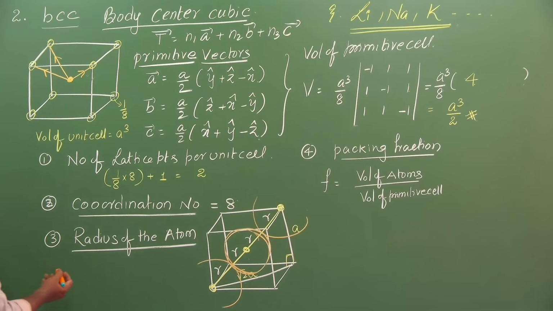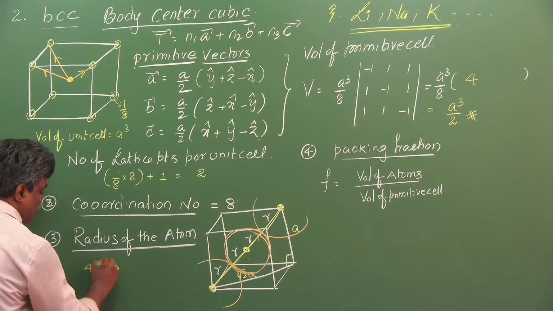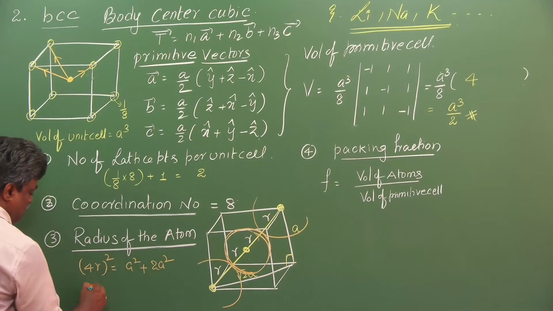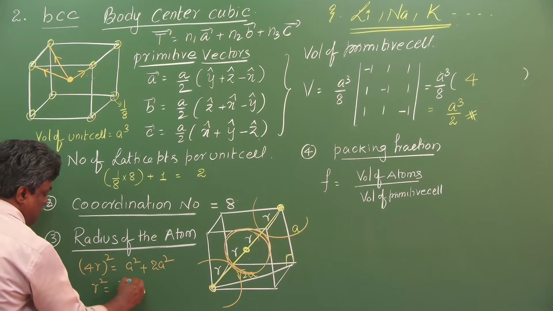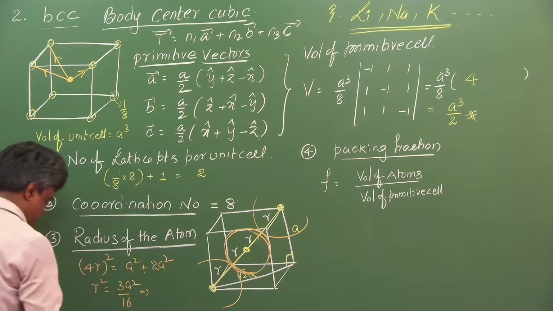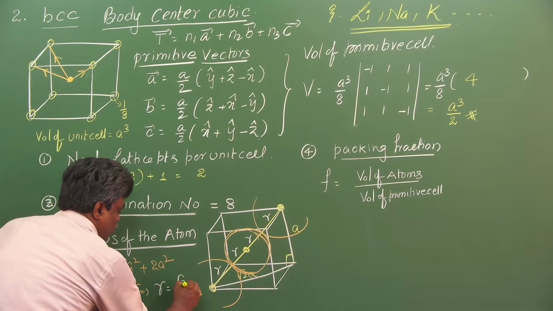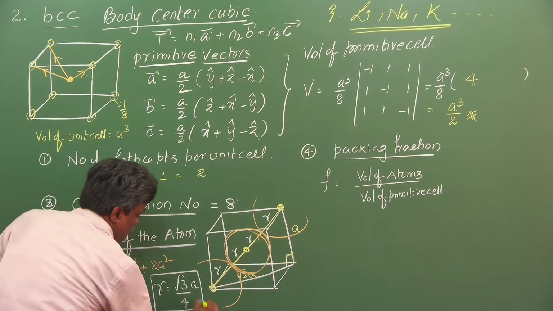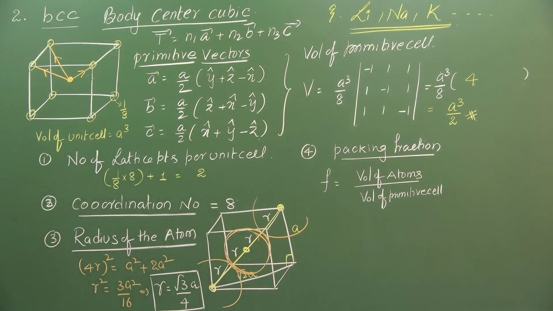Please do it. It's a 7th class problem. R plus R plus R plus R, 4r whole square equals a square plus 2a square. So this is r square equals 3a square by 16. That implies the radius of the atom is root 3a by 4. While you are doing problems, you should remember this: radius of the atom in BCC, root 3a by 4. Don't simply copy that, do the Pythagoras theorem yourself.